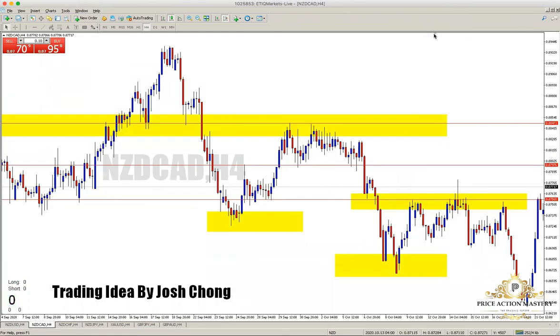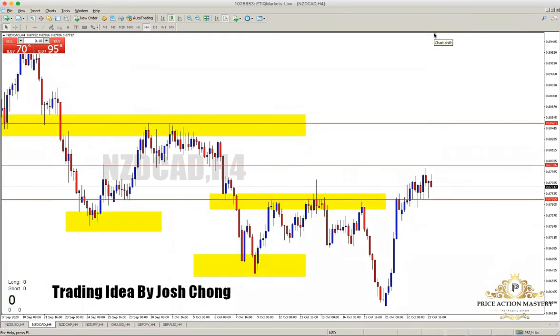Okay, another New Zealand dollar. Not New Zealand cat. Okay, so New Zealand cat. As you guys can see, this is an indication for us that a lot of buyers are coming in.